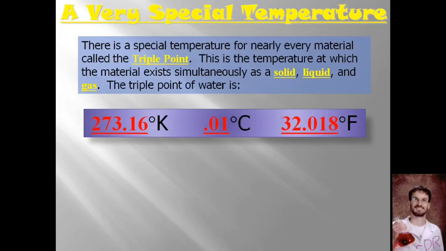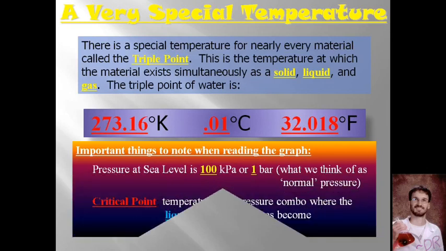And for water, the temperature is 0.01 degrees Celsius, which is equal to these two temperatures here in those other two scales. But at that temperature, you could have a glass of water, for example, and it would have ice in it, and there would be water vapor. So you would have all three states of matter in one glass of water. There's an interesting Aura video that shows a triple point of a different kind of liquid or material.